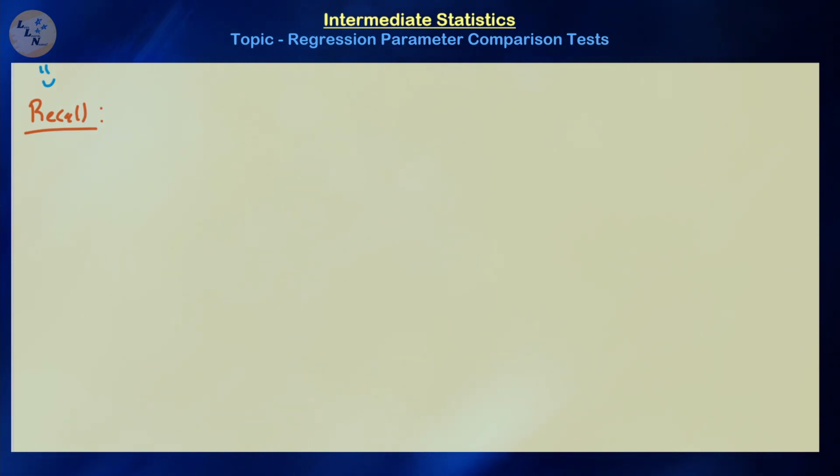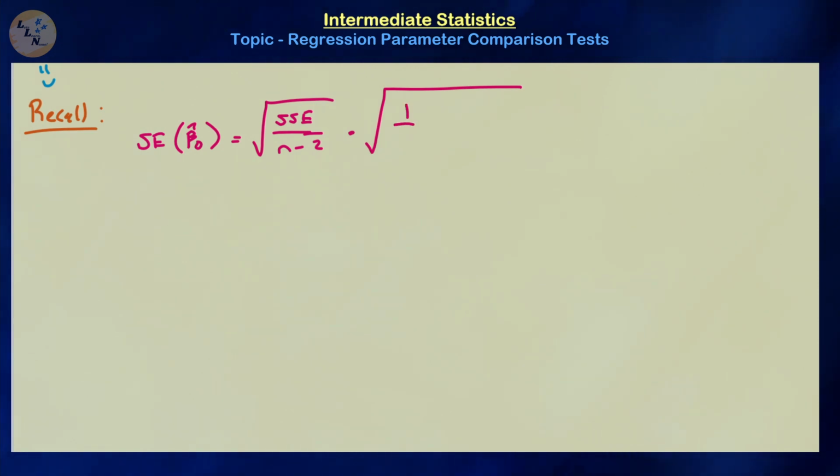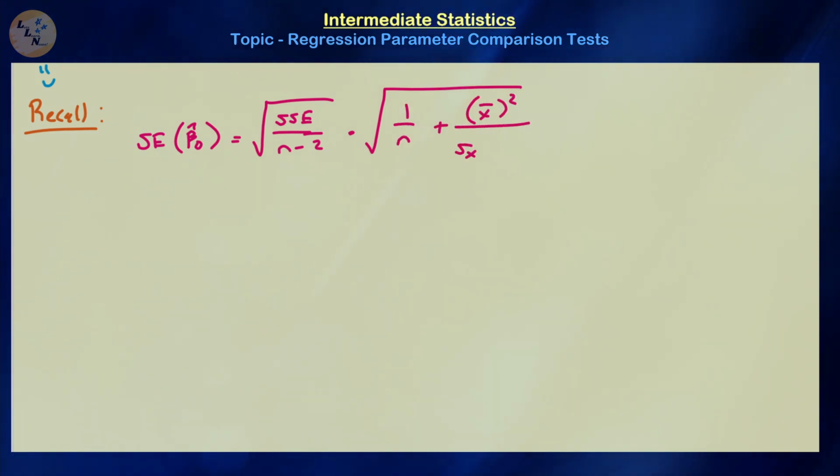So for the difference in intercepts between two linear regression lines, we of course need to recall the single bivariate intercept formula and its standard error. Remember that the standard error of beta hat 0 is equal to the square root of the error sum of squares divided by n minus 2, times the square root of 1 over n plus x bar squared all over sx squared times n minus 1.